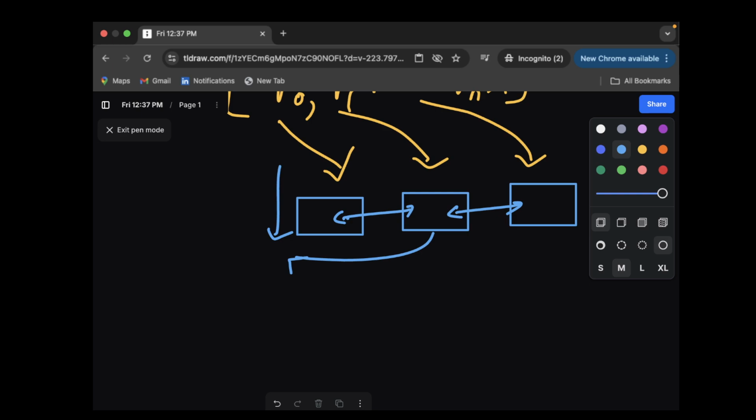Let's see what the critical section is. Basically the goal of the critical section is just to allow only one thread.